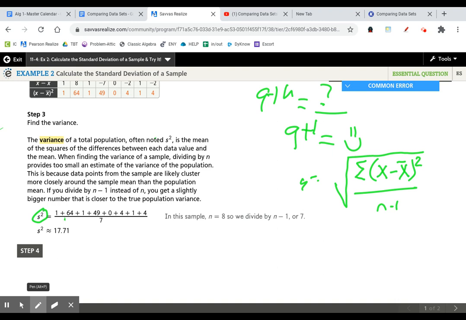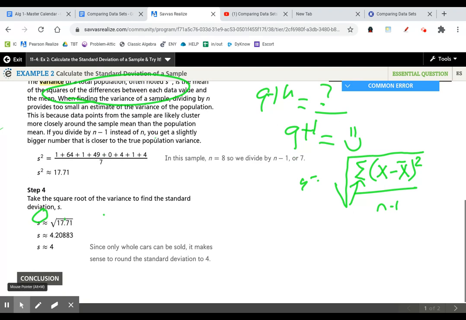Keep that in mind. We're taking all 8 of these mathematical values that we found there in red, and we're adding them, because it's, again, the sum of the squares. When we add them together and divide by 7, we get 17.71. And the last thing to do is to square root that. So we find the square root of 17.71, and we get 4.20883. Since this is cars being sold, we can't have decimals, because you can't sell 4.2 of a car. We round it down to 4. So the standard deviation of his cars being sold is 4.